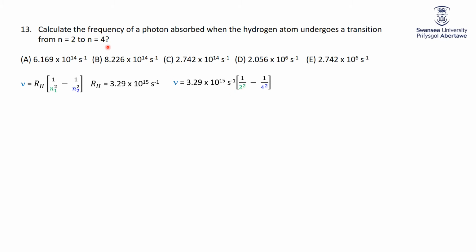So we've gone from 2 to 4, so 1 over 2 squared minus 1 over 4 squared. Pop all that in and we get that the frequency is 6.17 times 10 to the 14 per second. This makes sense. It's a positive number. All frequencies should be positive numbers, and it's in that same ballpark. Hopefully you've done enough problems by now that you know that the frequencies associated with all of these spectra are up there, 10 to the 13, 14, 15 type size.